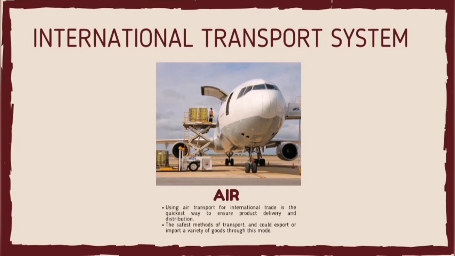The last one is air transport. Using air transport for international trade is the quickest way to ensure product delivery and distribution. It is also the safest method of transport, and you could export or import a variety of goods through this mode.